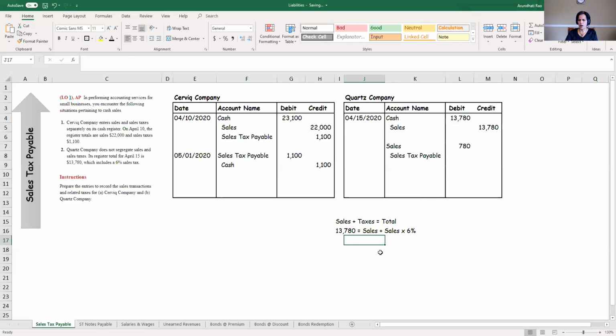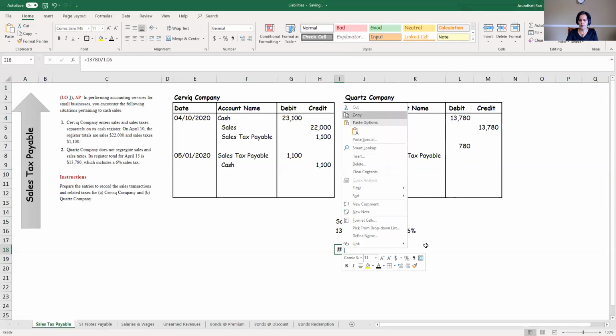Okay, once again, how do I come up with this number? I'm going to show you the formula that I've written over here. I'll tell you how that calculation is done. So if I do the 13,780, divide that by 1.06, okay? That's going to give me the sales number. So let me just move this over here.